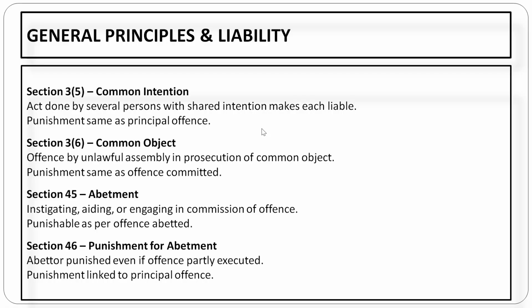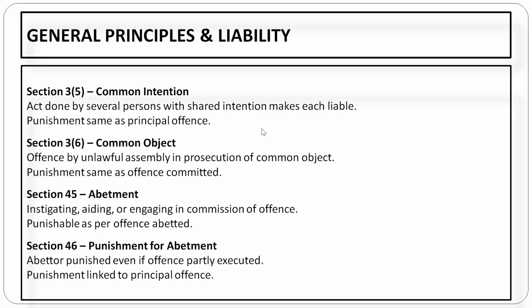Section 45, that is abetment. It explains the meaning of abetment. A person commits abetment when they help, encourage, or intentionally support the commission of a crime. The person need not be physically present at the place of the offense. Even giving advice or planning can amount to abetment. The punishment for this depends on the offense that was abetted.